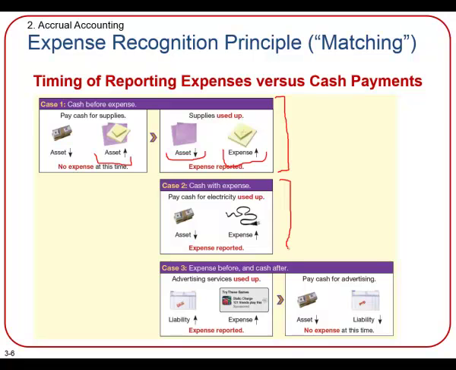Case two, you pay cash at the same time as the expense. It's like paying for your electricity as electricity is used. Your cash goes down and your expense goes up. The last one is when the expense happens before we pay, in which case this isn't a liability. This is an accounts payable. We owe somebody money. We expense it, record the liability, and then when we pay for it, our cash will go down and then our liability will go down.